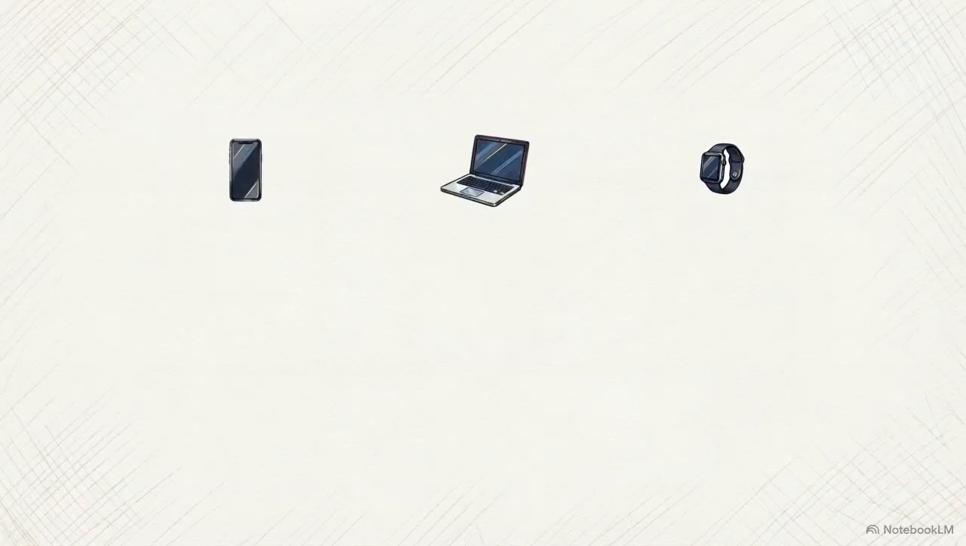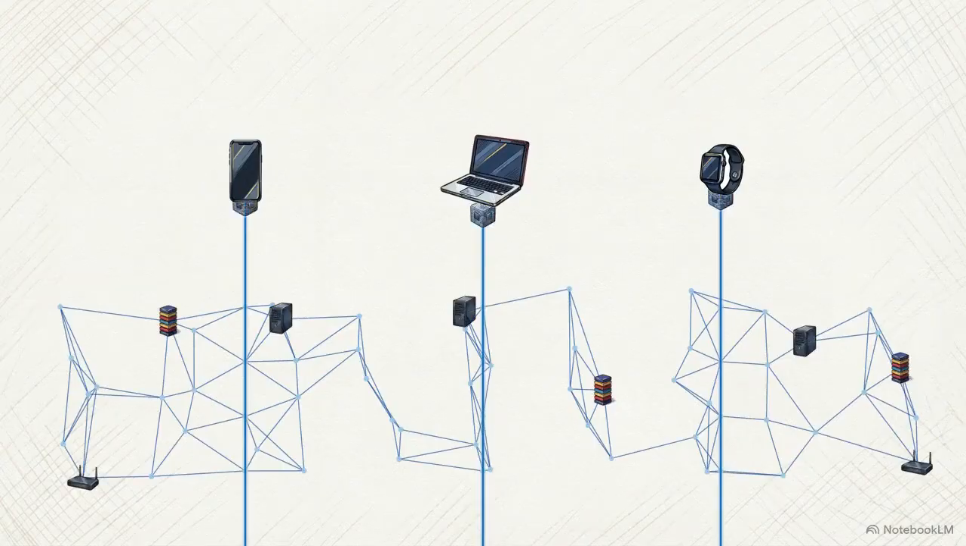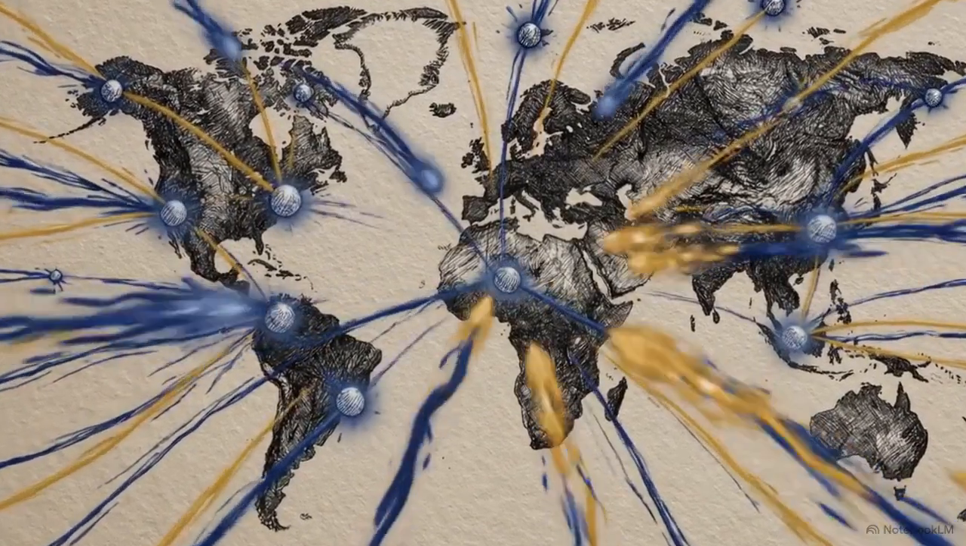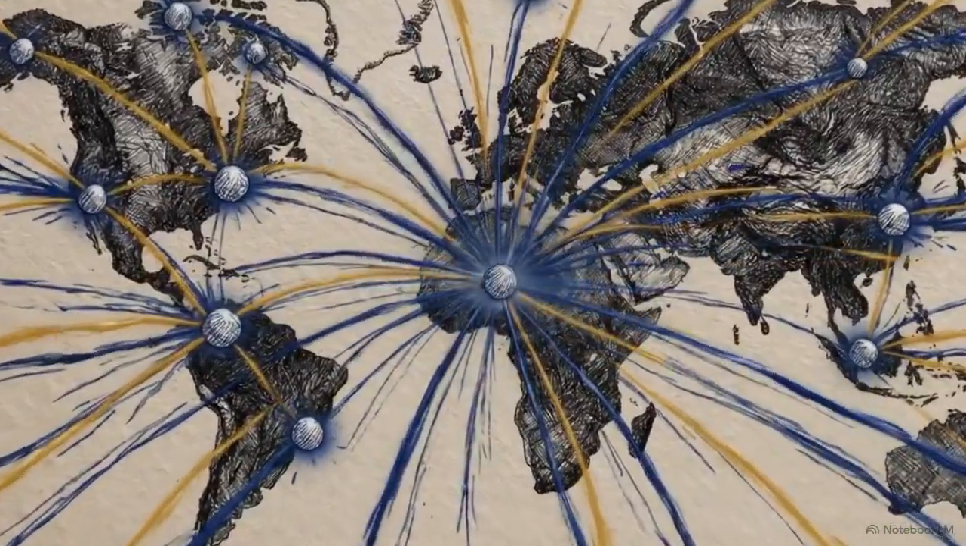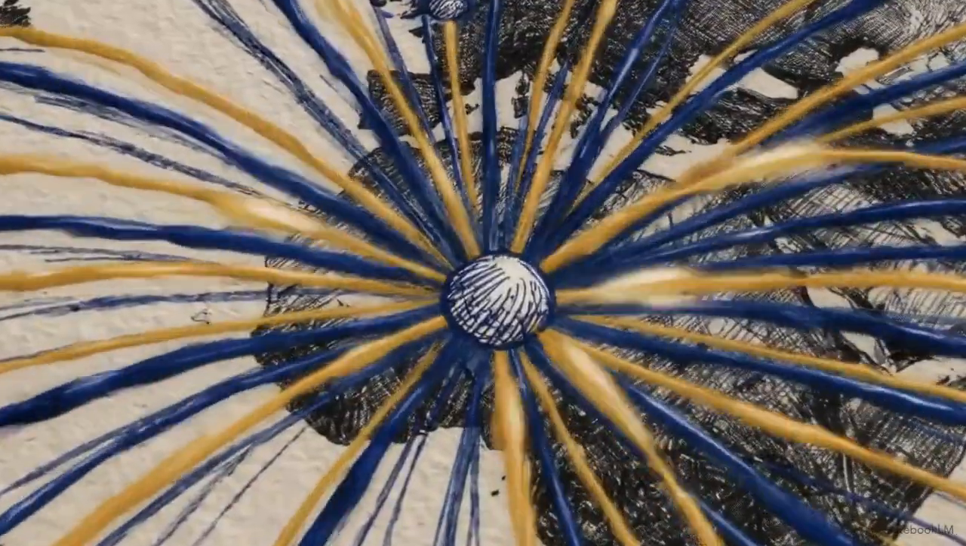Every digital interaction we perform relies on an invisible foundation, the network infrastructure. This visualization shows the massive scale of modern systems, where local hubs route data across global exchanges. These nodes are the backbone of modern communication.